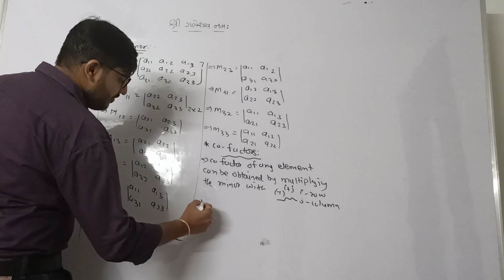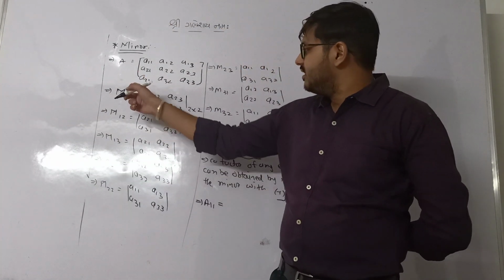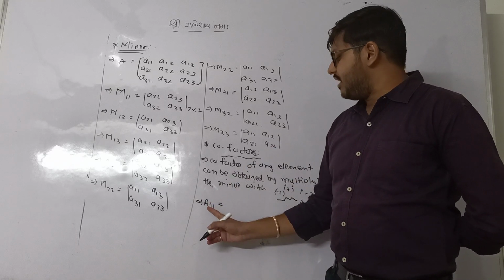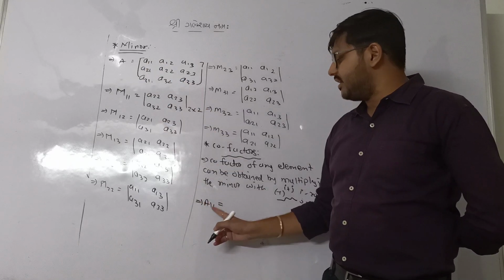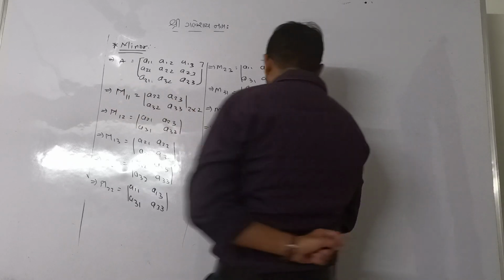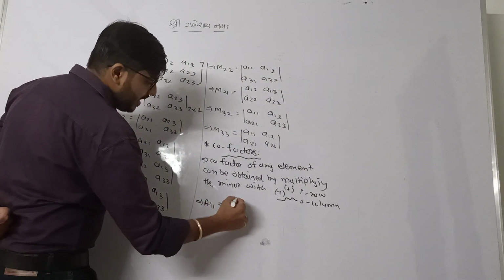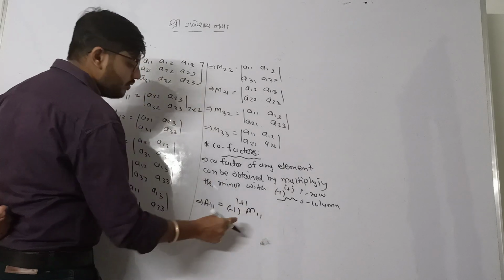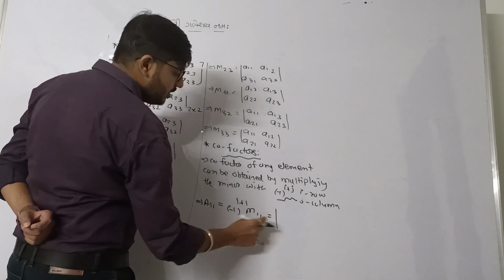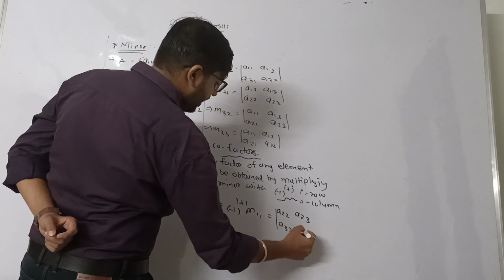The cofactor is denoted by capital A, while the minor is denoted by capital M. If I want to find the cofactor of the first element, A11, I have to multiply its minor with minus 1 raised to i plus j. This element is in the first row, first column, so it is minus 1 raised to 1 plus 1 into M11, where M11 is your minor. Minus 1 raised to 2 is plus 1. So M11 will become A22, A23, A32 and A33.